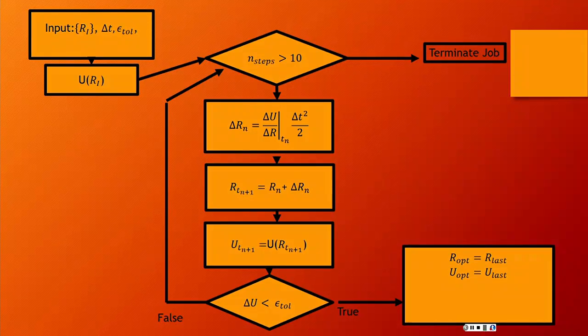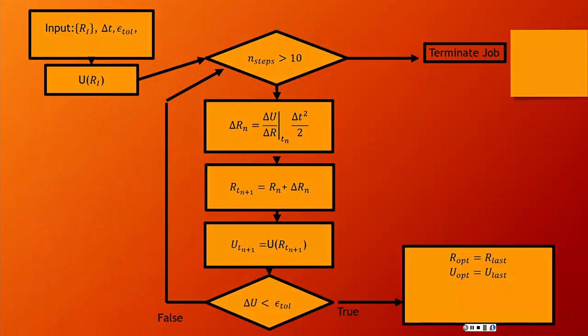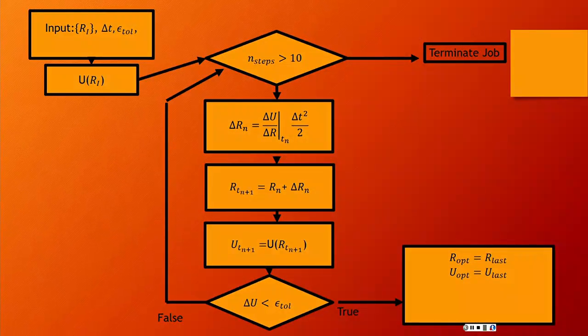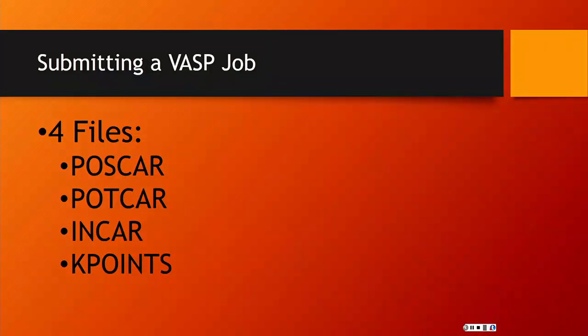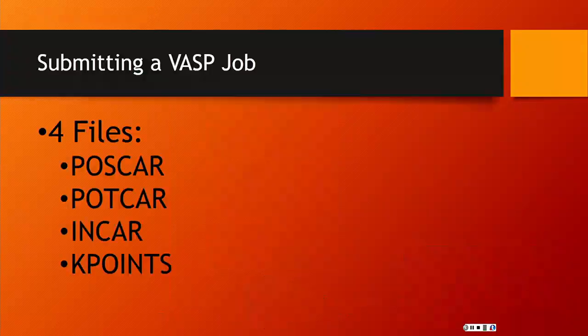So the previous slide I showed you is basically a longer version of this. Every time you get to this loop, it'll run through this until you reach the tolerance. And if you do that enough, you'll get updated geometry. So to make all that happen with VASP, you're going to need 4 files.